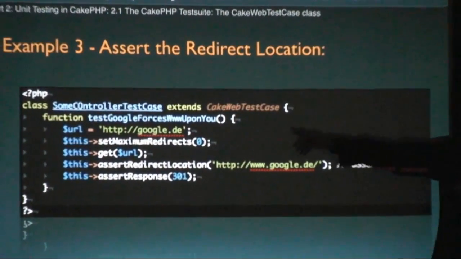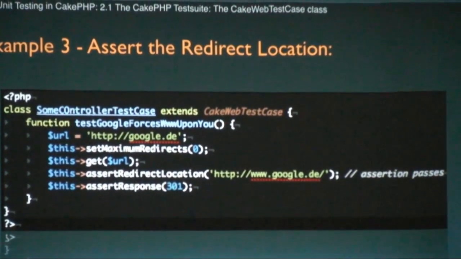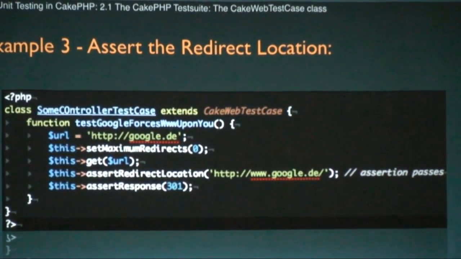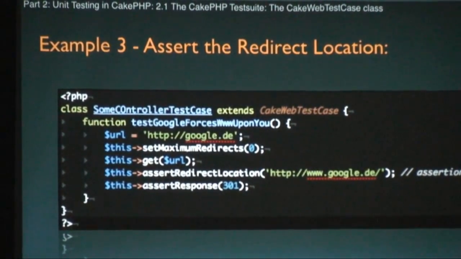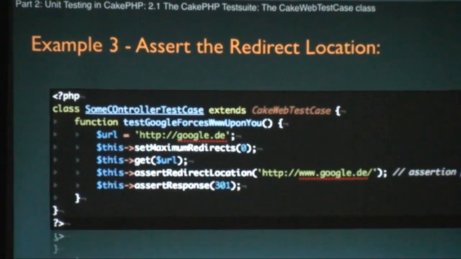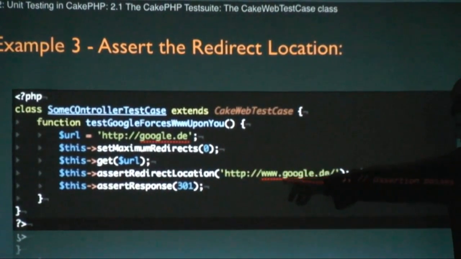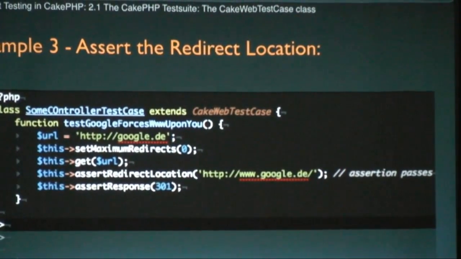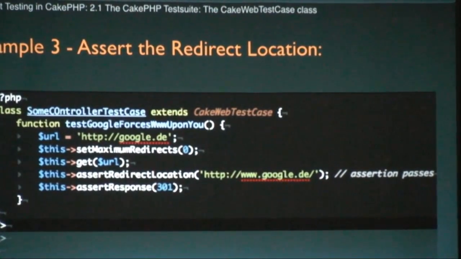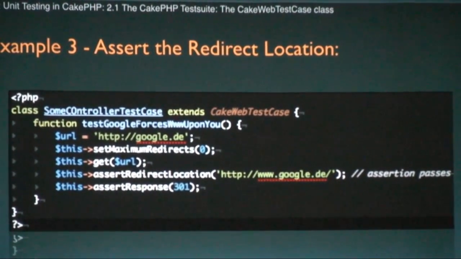So for example, when you simulate browsing to google.de, and that's the German version of Google, it shall redirect you to the www version of it. And now you can test that as well. So when I'm going to make the slides available, I'm going to include that one too.